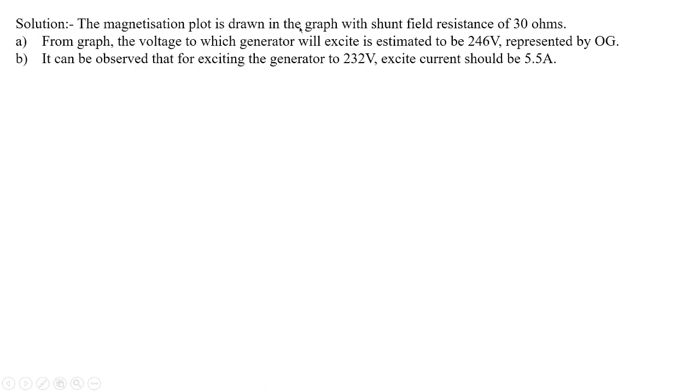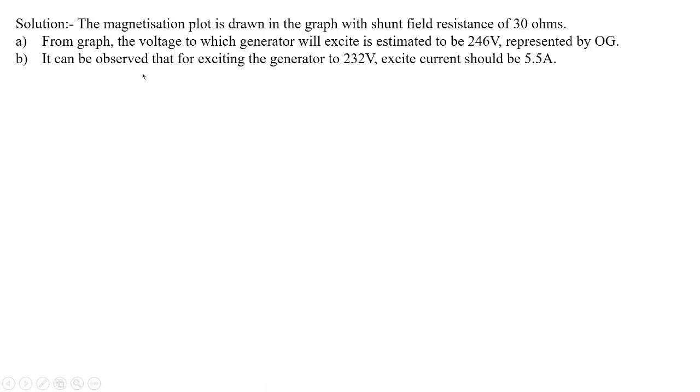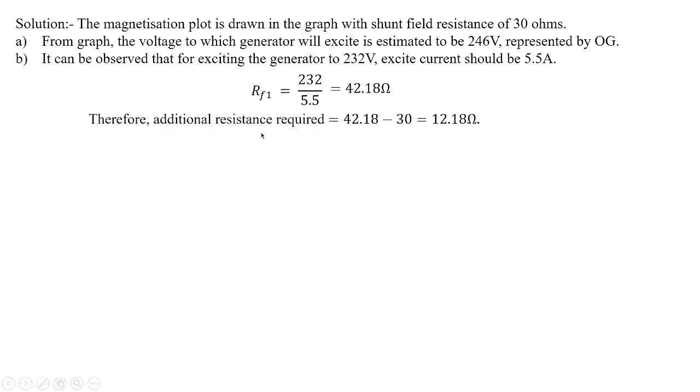Now the magnetization plot is drawn in the graph, and the shunt field resistance of 30 ohms is also taken into consideration, and from the graph the voltage to which the generator will excite is estimated to be 246 volts, represented by OG in the graph. So O and G represents the excited voltage line. It can be observed that for exciting the generator to 232 volts, the current is 5.5 amperes. So the value of field resistance is 42.18 ohms. Therefore, the additional resistance required, as asked, would be: the old resistance is 30, the new resistance is 42.18. So 42.18 minus 30 will give you 12.18 ohms.